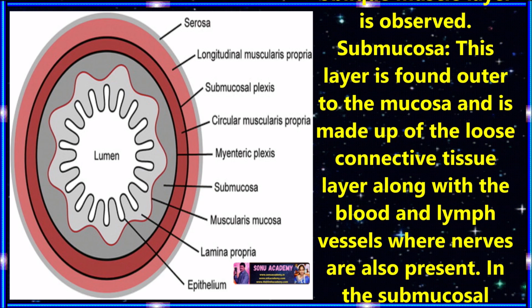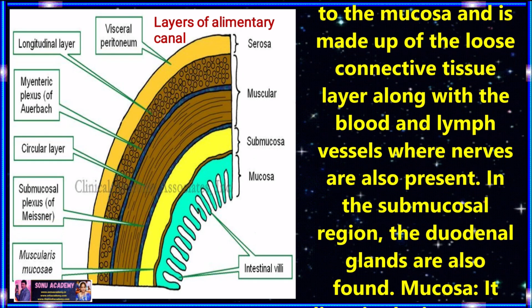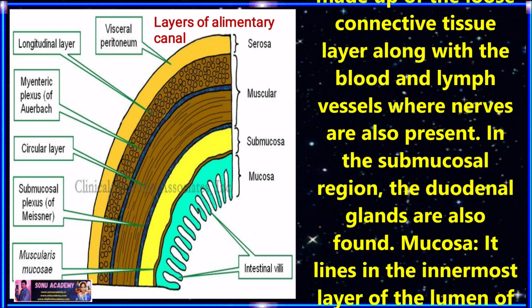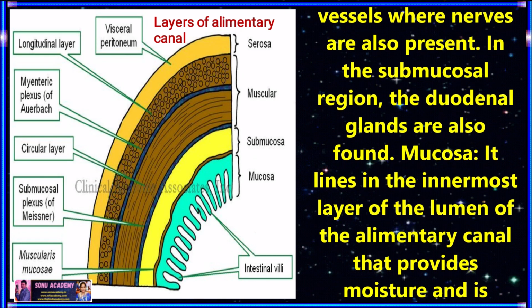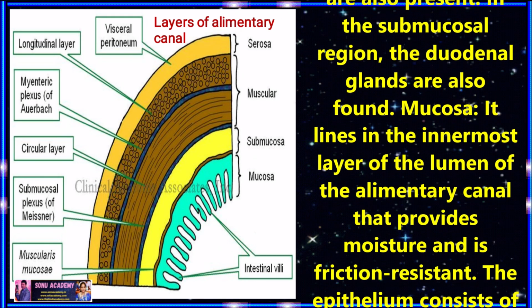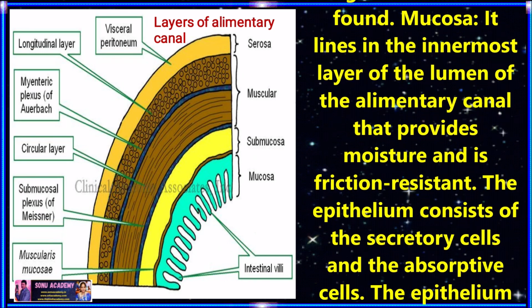Now let us see what is submucosa. This layer is found outer to the mucosa and it is made up of a loose connective tissue layer along with blood, lymph and lymph vessels, where nerves are also present. In the mucosal region, the duodenal glands are found.